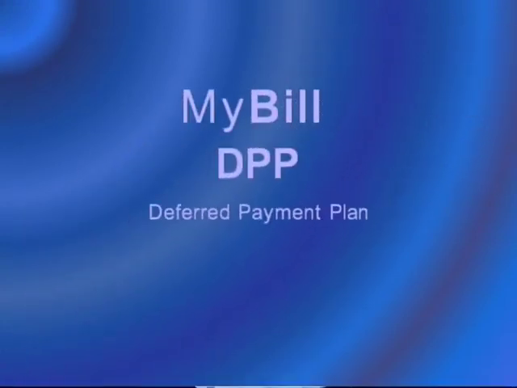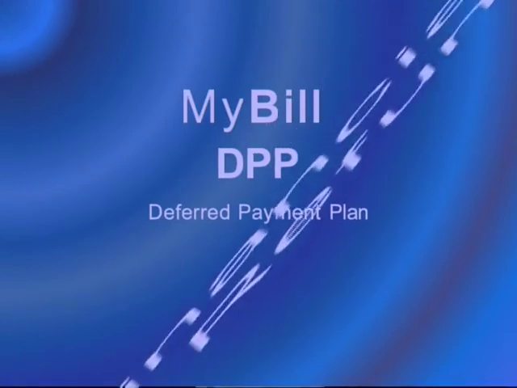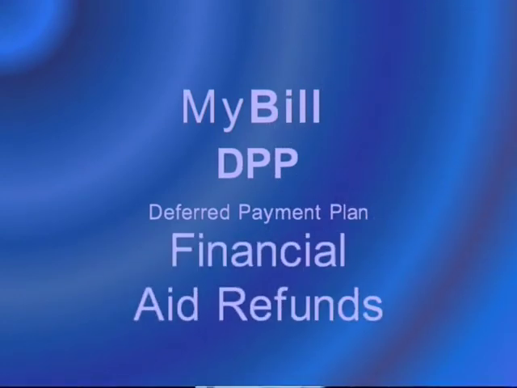Today we are going to talk about fee payment, billing, and receipt of financial aid funds at UC Davis. These activities are handled by our Student Accounting and Cashier's Office divisions, and all UC Davis students need to know about them. Specifically, we will be talking about our MyBill electronic bill presentment and payment system, Deferred Payment Plan, or DPP, and electronic receipt of financial aid refunds. First, let's talk about billing in MyBill.